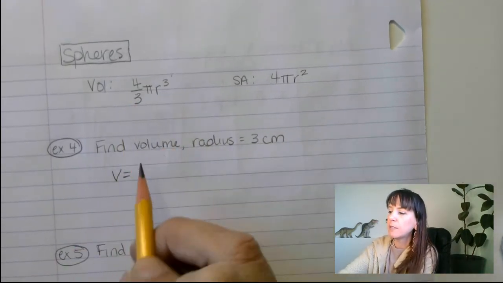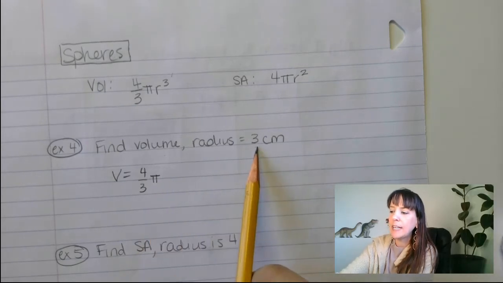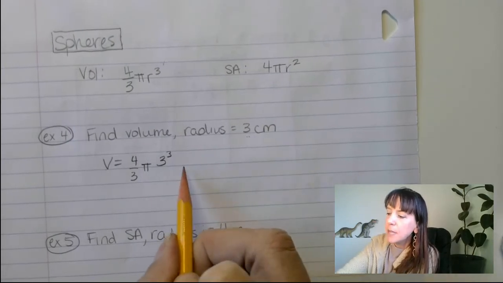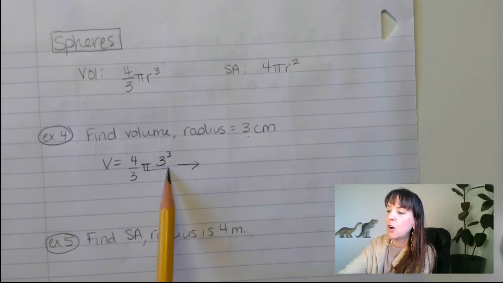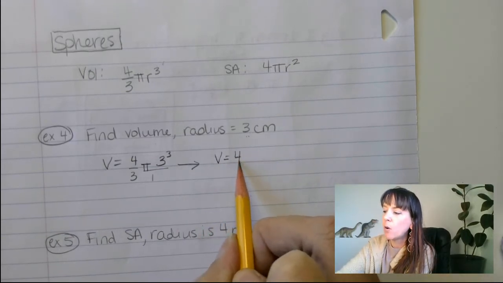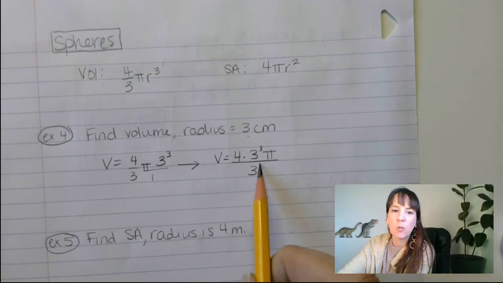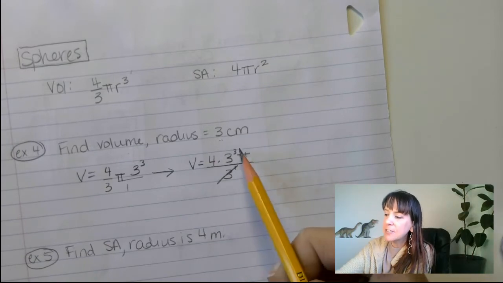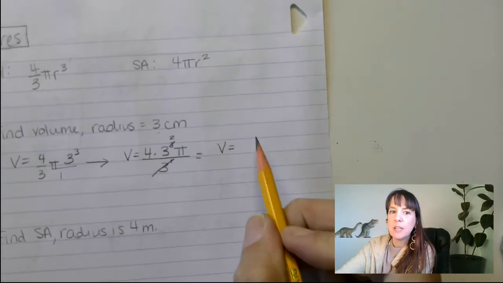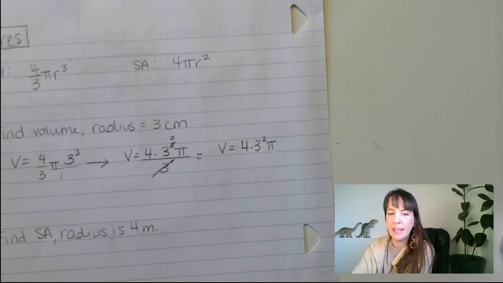So the volume equals 4/3 times pi times the radius cubed. So 3 to the 3rd power. I'm going to rewrite this to make my life a little easier because this is all upstairs. So we get volume equals 4 times 3 to the 3rd pi over 3, which we know is to the 1 power. Well, this cancels out, and this guy is a 2. So now I have volume equals 4 times 3 squared pi.